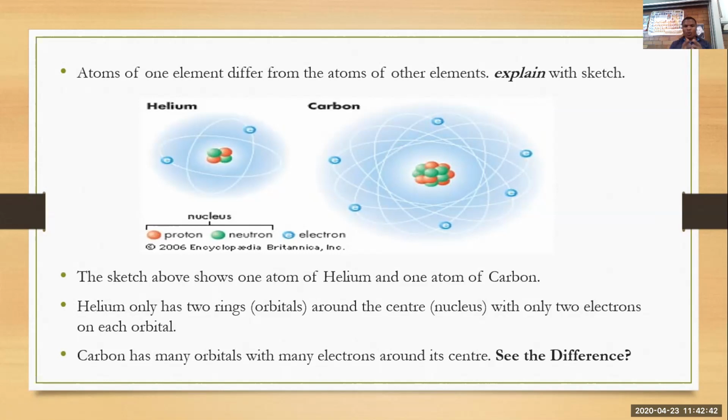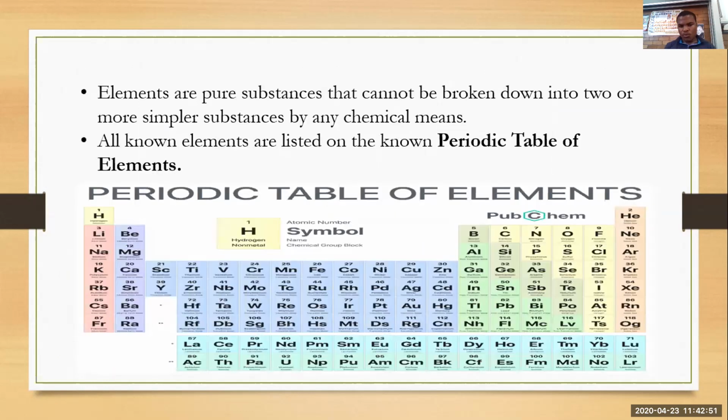So in conclusion, now you know. An element is an example of matter. And an element is made up of tiny smallest particles that are referred to as atoms.